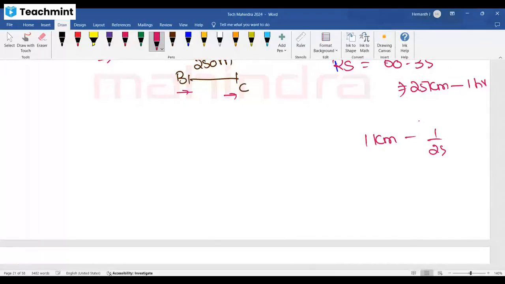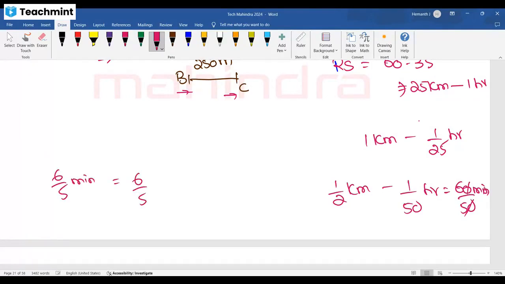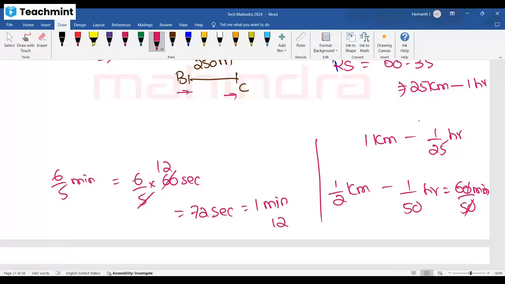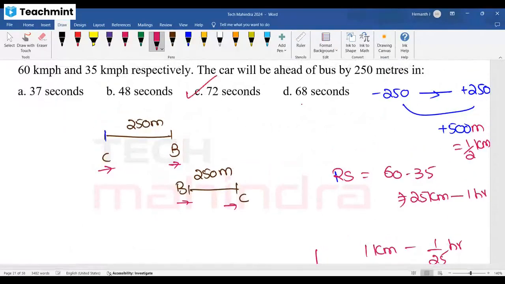For half kilometer, it's 1 by 50th of an hour. An hour is 60 minutes, so 60 by 50 minutes means 6 by 5th of a minute. As a minute is nothing but 60 seconds, you get 72 seconds as the answer, or 1 minute 12 seconds. It depends on the options. I think seconds only are given, or you can go with 1 minute 12 seconds also as the option. Either way, 72 is available.